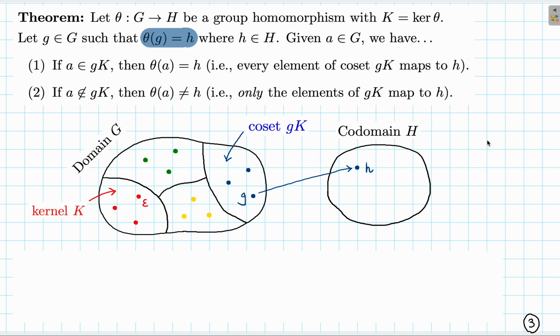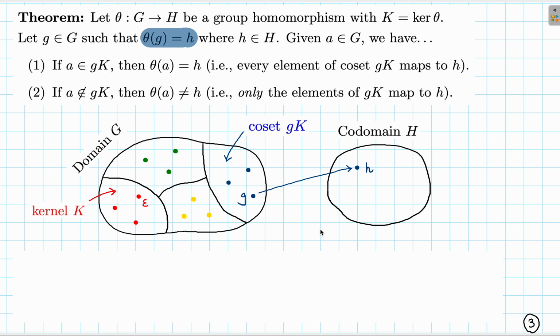And we make the following claim. Given an element a of the domain, if a is in the coset gK, so the same coset as our special element little g, then theta of a is also equal to h. In other words, every element of the coset gK also maps to h. On the other hand, if a is not in the coset gK, so let's say little a is right here, then theta of a does not equal h. In other words, only the elements of the coset gK map to h.